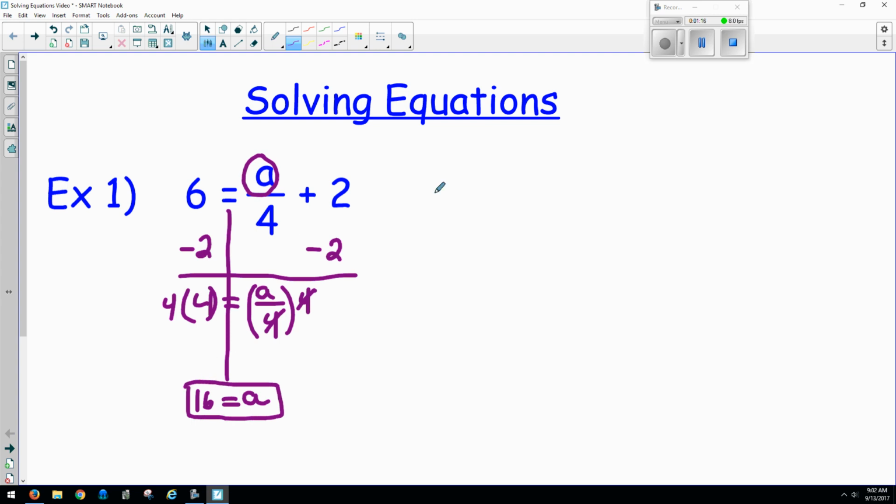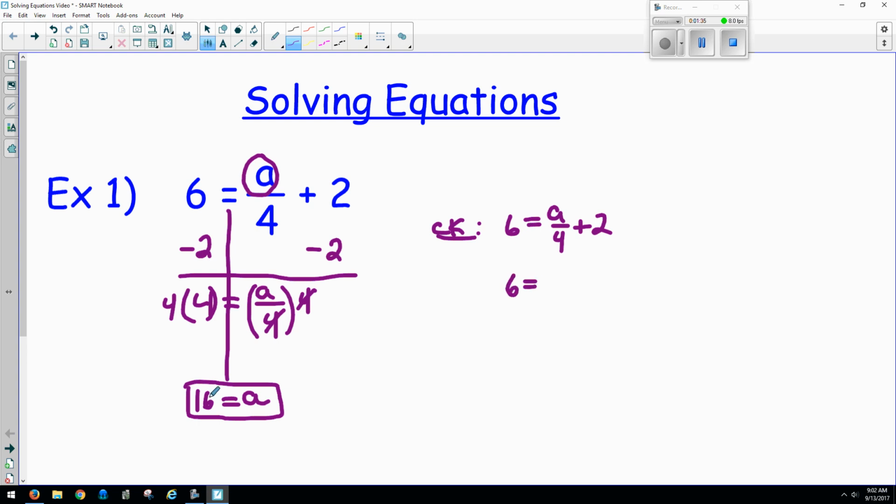I highly recommend to check your answer. So let's do a quick check. Anytime you do a check, we're going to start with the original equation. And when you do a check, you should not move anything from one side of the equal sign to the other. We're just going to write it exactly as is.